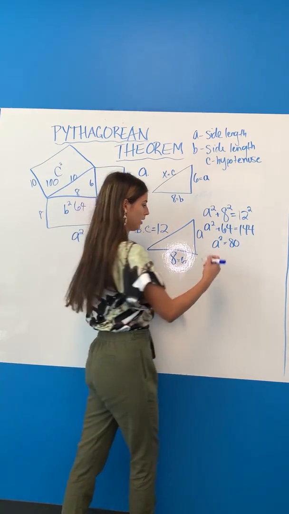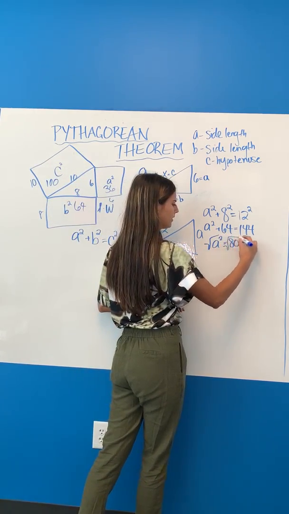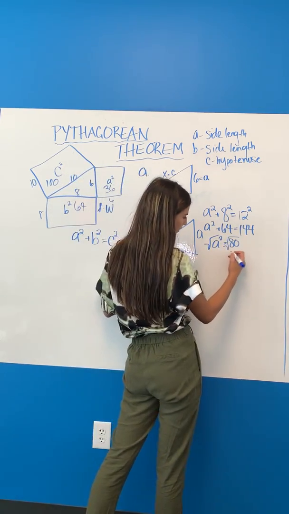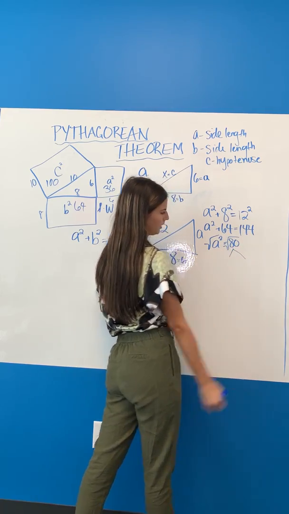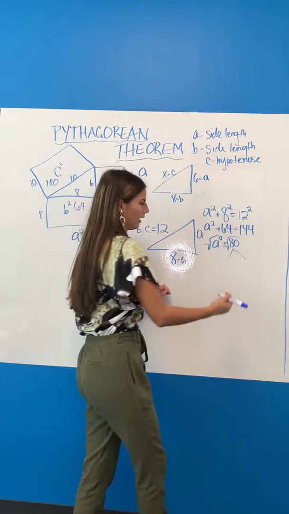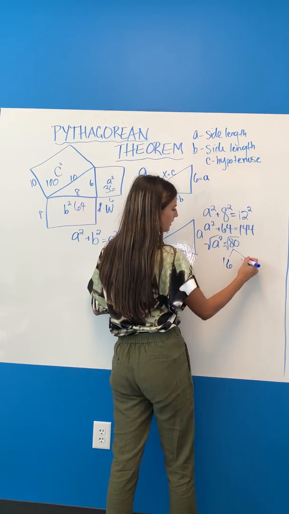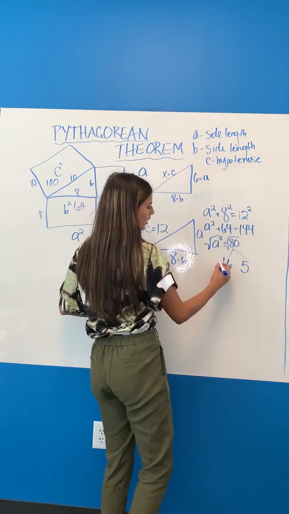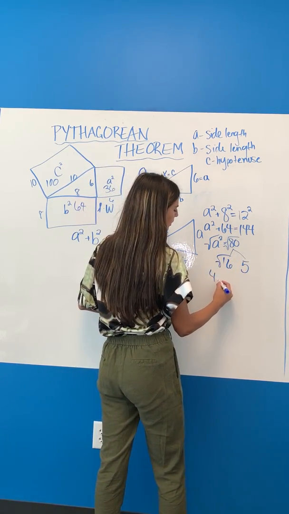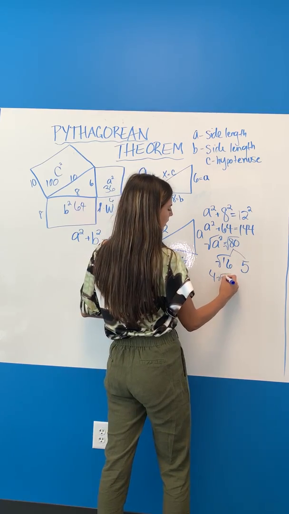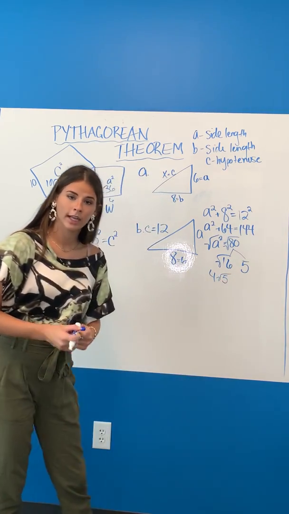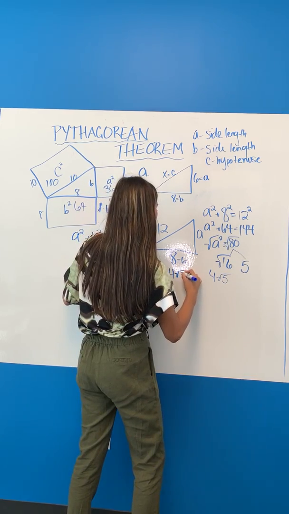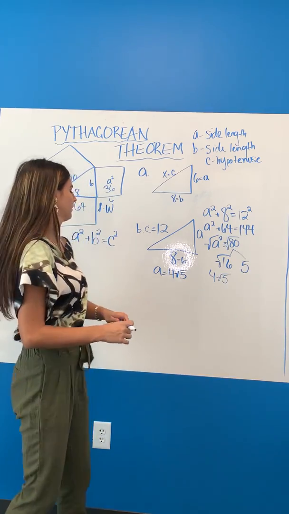Now, to simplify this, we're going to have to take the square root of both sides. The 80 is not a perfect square, so we're going to have to divide this up into some multiples. I think I'm going to use 16 and 5 here, because 16 is a perfect square that we can use. So the square root of 16 is going to be 4, and 5 is not a perfect square, so that will remain under the radical. And a is equal to 4 square root 5.